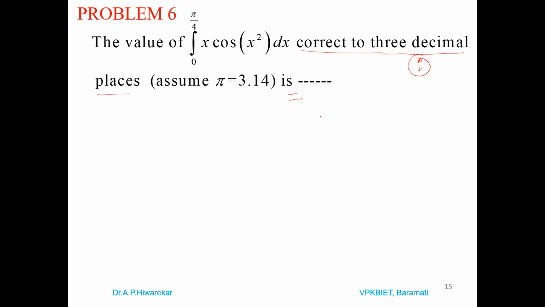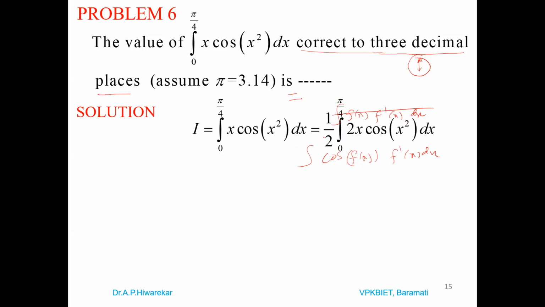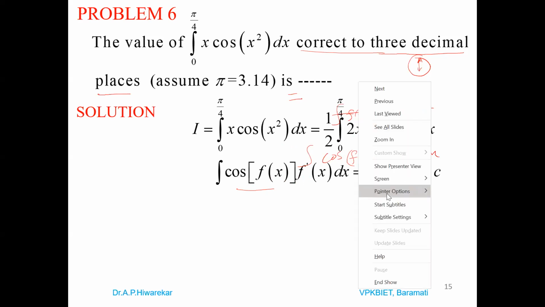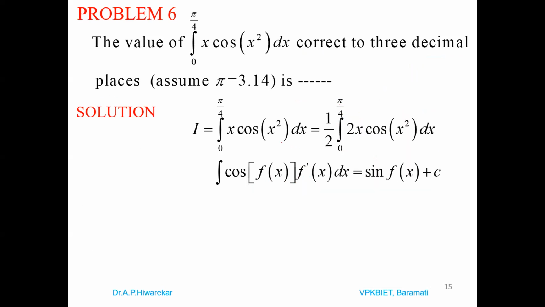So how do you integrate this? We know that there is a formula, integration of f(x) into f dash x dx, or you can have integration of cos of f(x) into f dash of x dx. So that formula we can use. So what is the value of this integration? Integration of cos of f(x) into f dash x dx is sine of f(x) plus c.